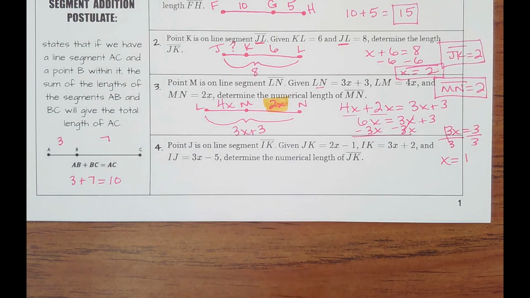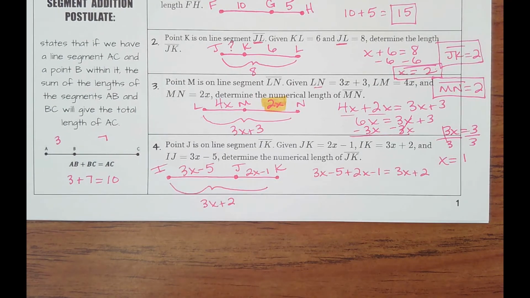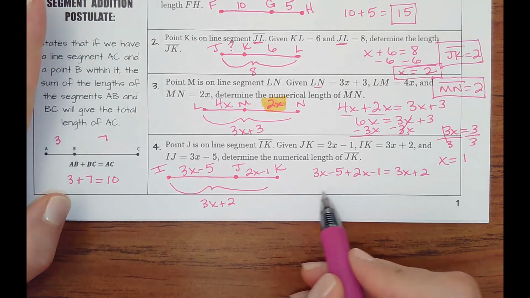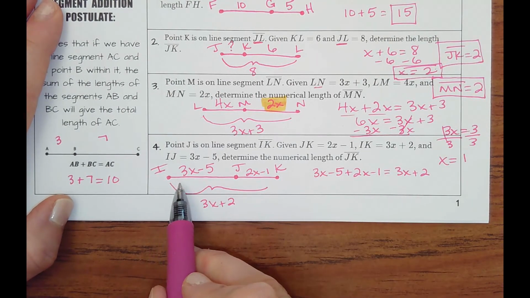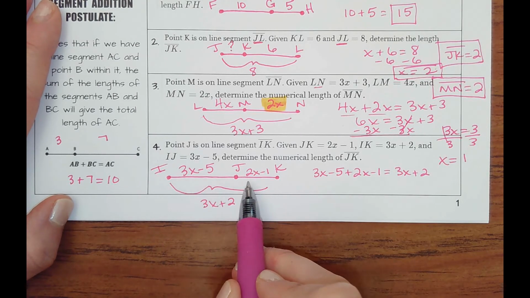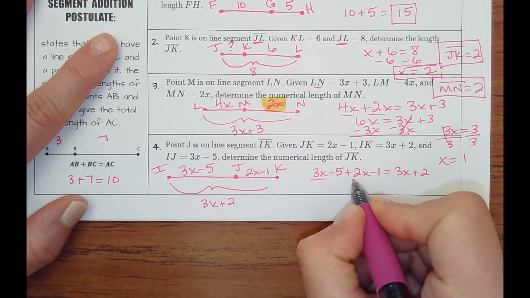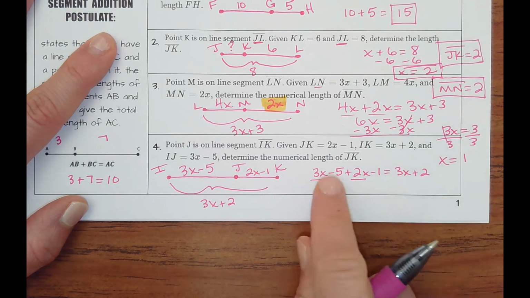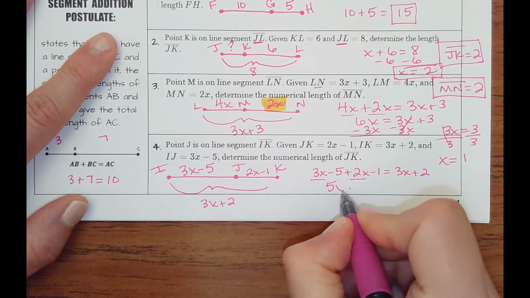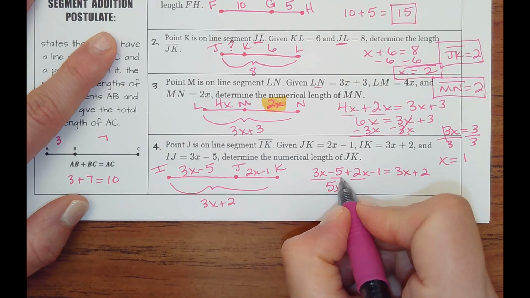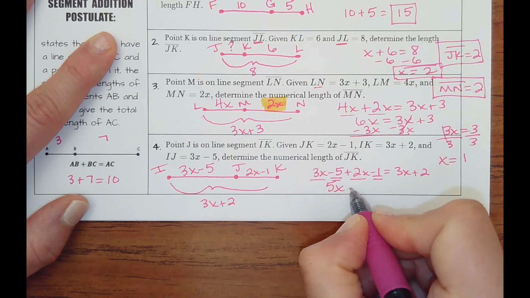Okay, I'm going to let you pause and try number 4. First, I just have it set up. You should have your parts of 3x minus 5 plus your other part 2x minus 1 equaling the whole 3x plus 2. You want to combine like terms on the one side first. So 3x plus 2x is 5x. And then negative 5 minus 1 more would be negative 6.